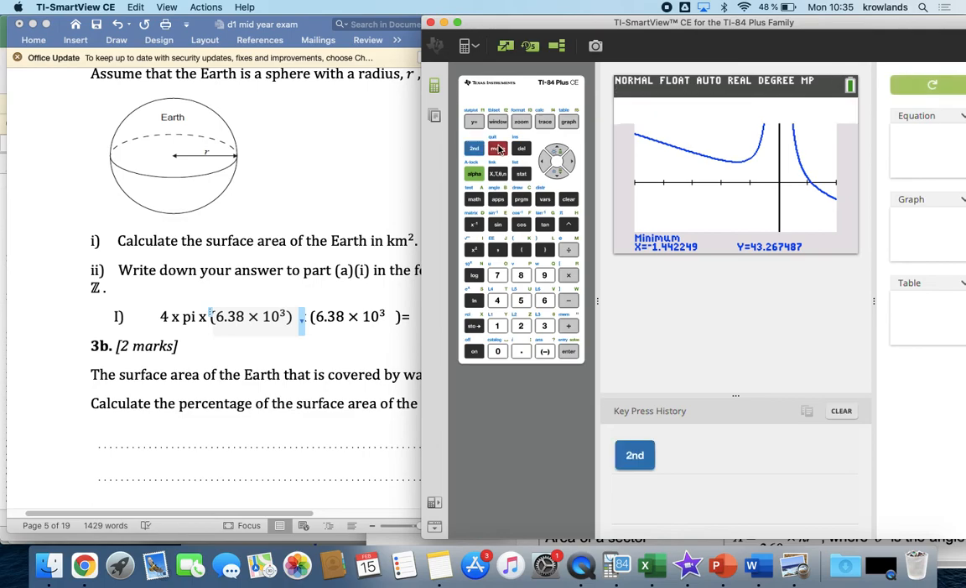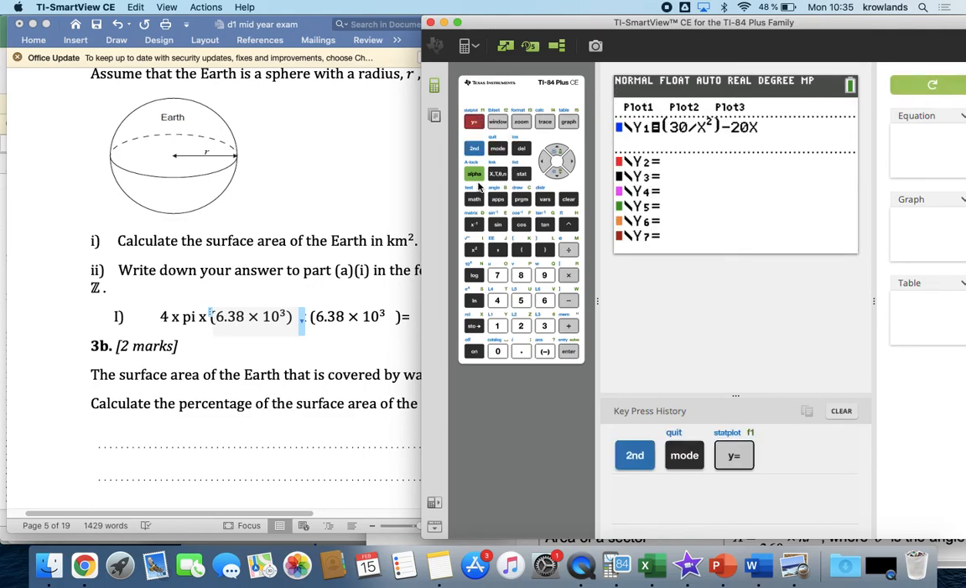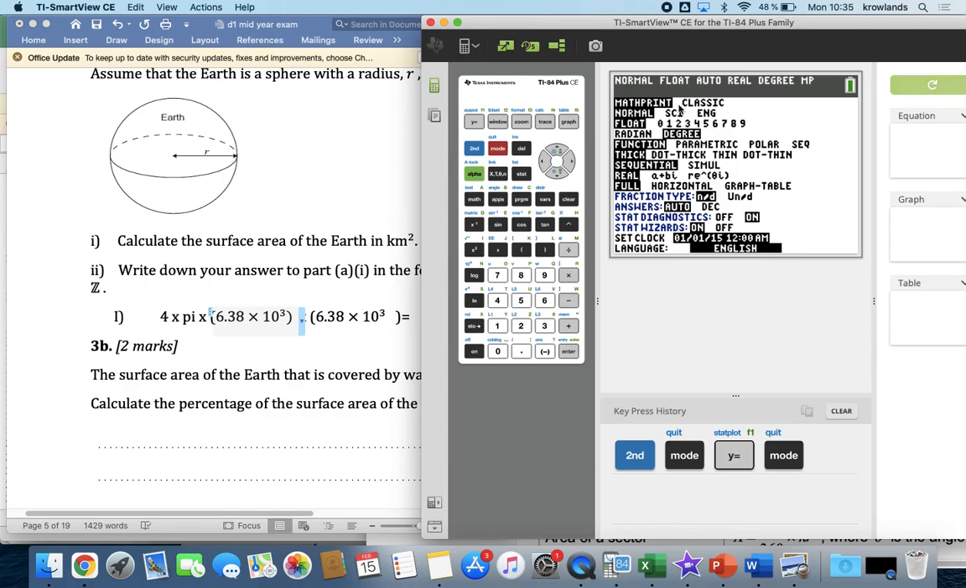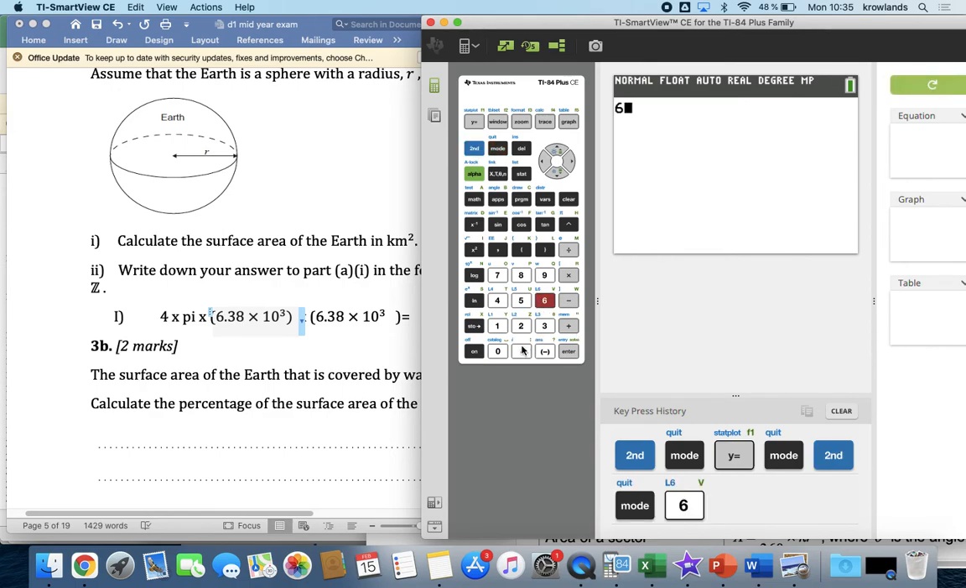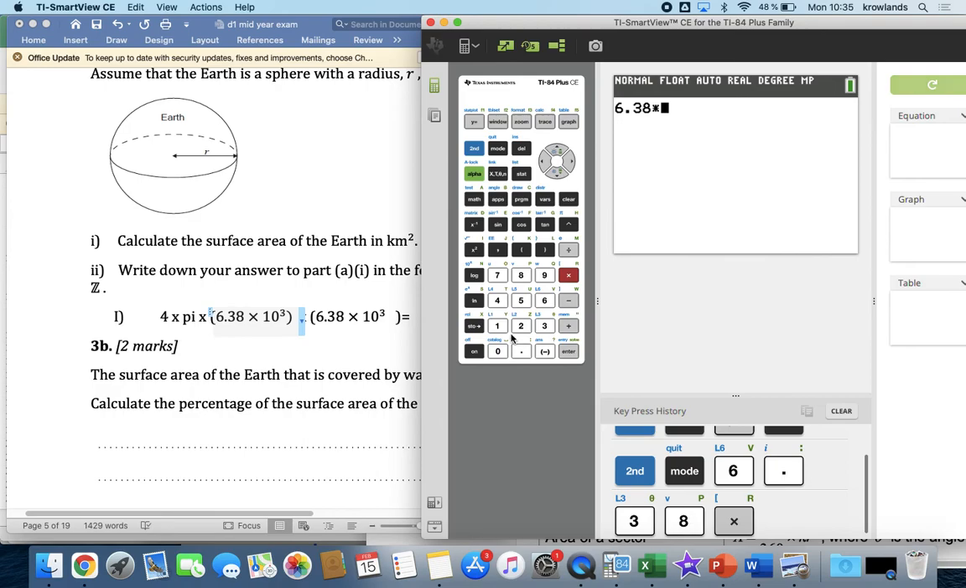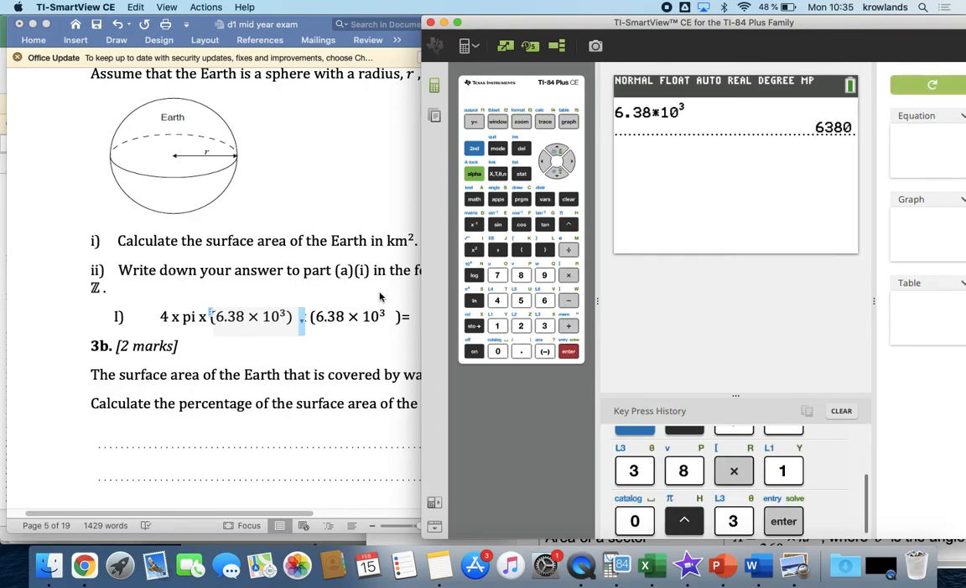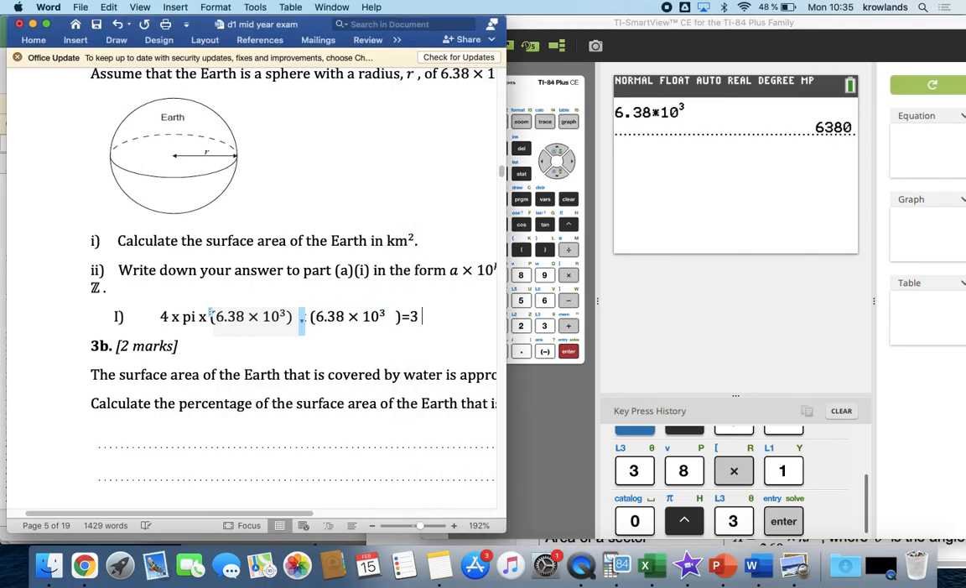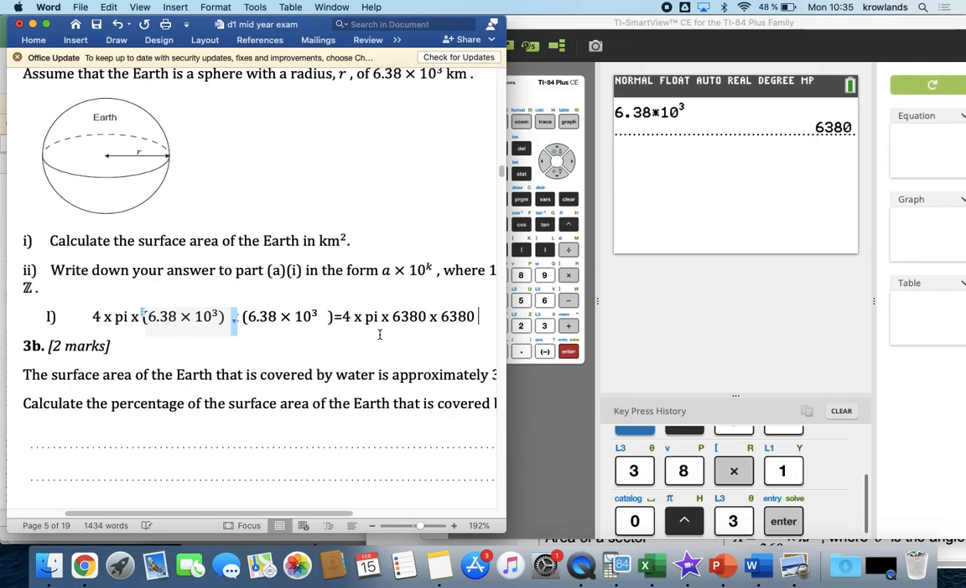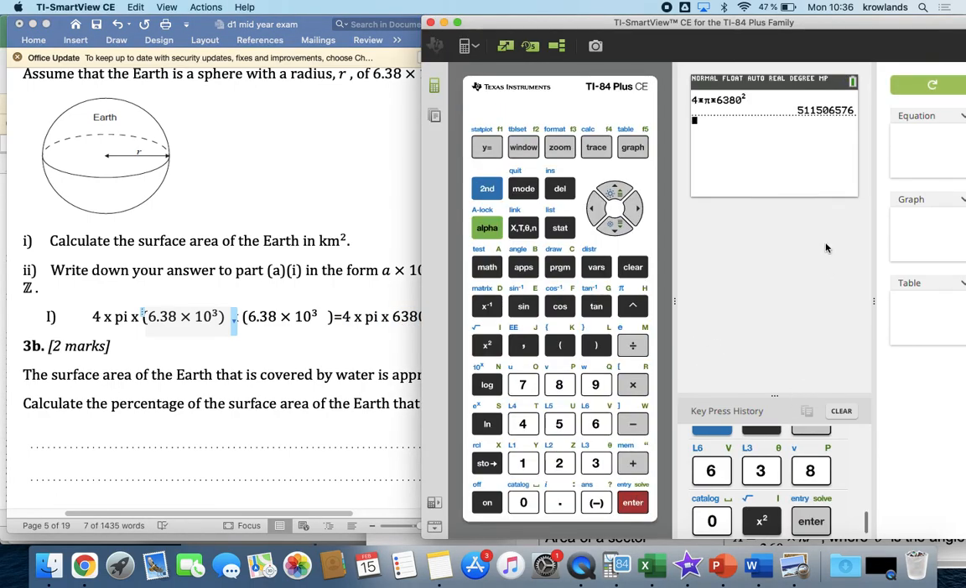So, if we press y equals, or if we look for the particular mode, we want it to be in normal mode because we want to go from scientific to normal. Let's see if this works on the calculator. 6.38 times 10 to the power of 3. That is 6,380. If you've got that in your head already, because you understand how standard form works, you don't need to do it on the calculator, and this will save you a bit of time. So I would then type this equation in the calculator, nice and easy, press enter. That is our answer.